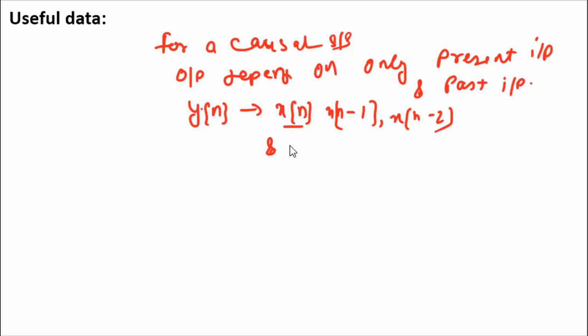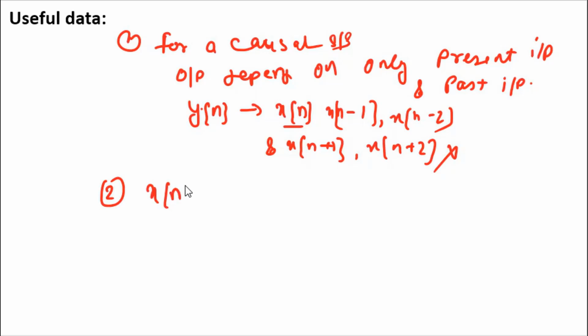But it should not depend on the future input, that is x of n plus 1 or x of n plus 2. It should not depend on these types of input for a causal system. So this is the first condition. And for bounded input bounded output stability, let's suppose you put x of n as bounded, then the output should also be bounded. Then it is a bounded input, bounded output stable system. So these two are the useful data for this question.